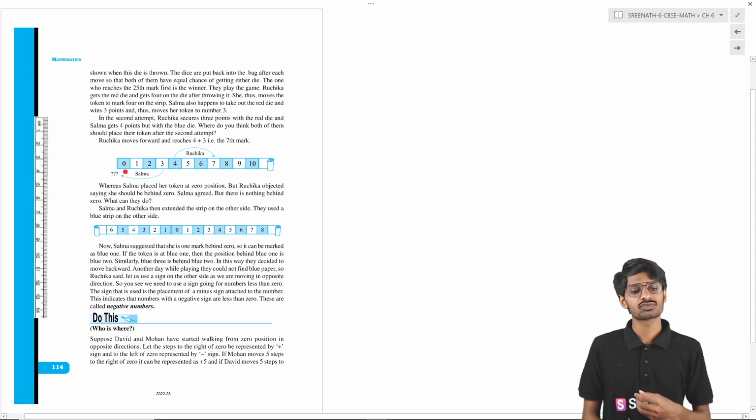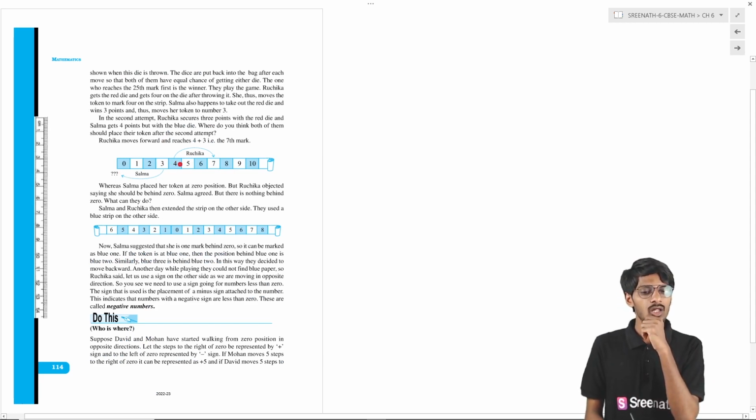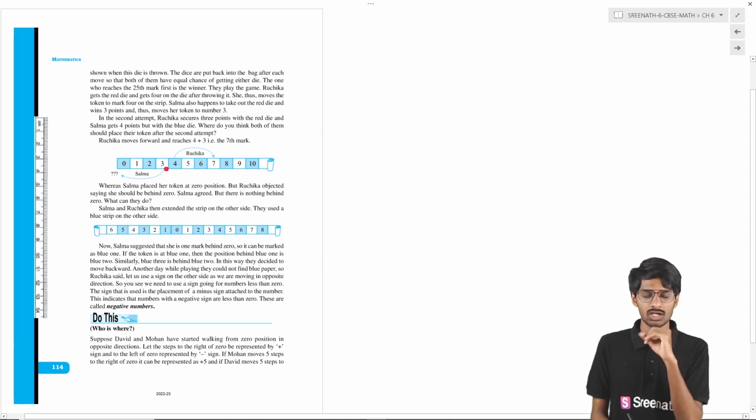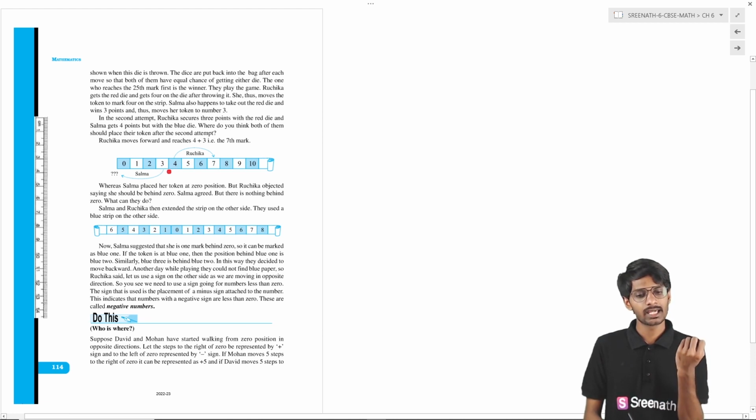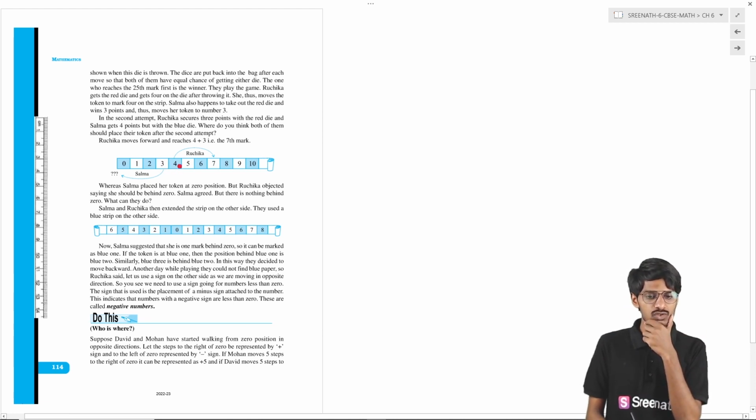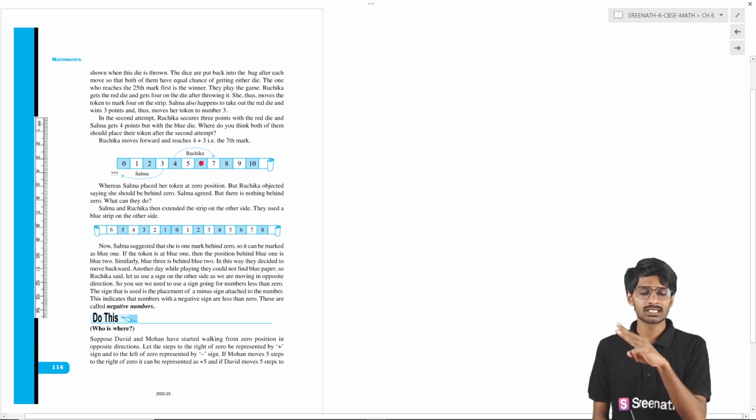So after some time, first what happened? Ruchika has got 4 on the die, and Salma has got 3 on the die. So after some time, again in turn, Ruchika has taken one die, that is red, so she has to move forward. So she is getting 4 points, I think. So 1, 2, 3 points. So on the die, she has moved forward 3 points.